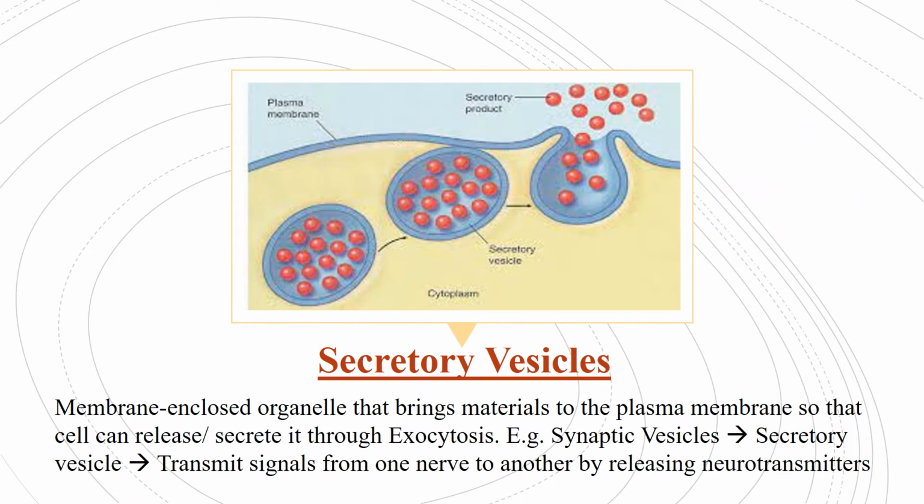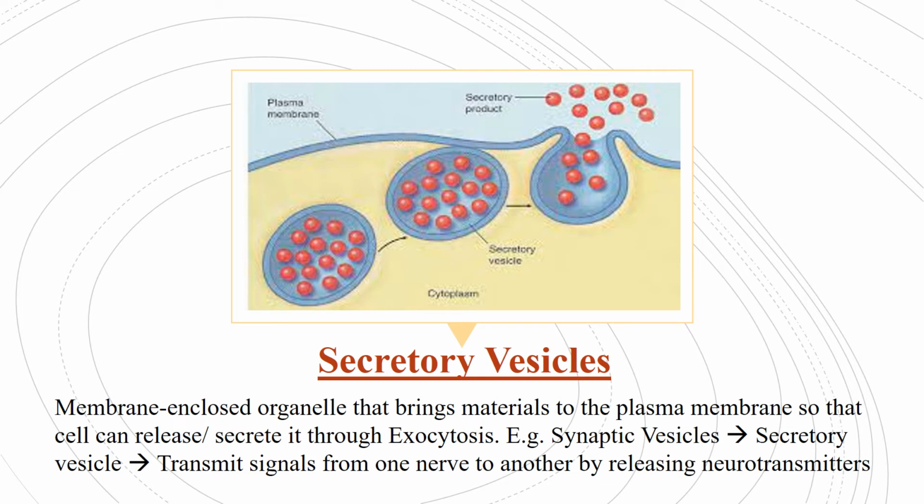The other type of vesicle is the secretory vesicle. It is a membrane enclosed organelle which brings materials, that is the protein, hormones or antibodies, to the plasma membrane so that they can then be released outside of the cell through a process known as exocytosis.